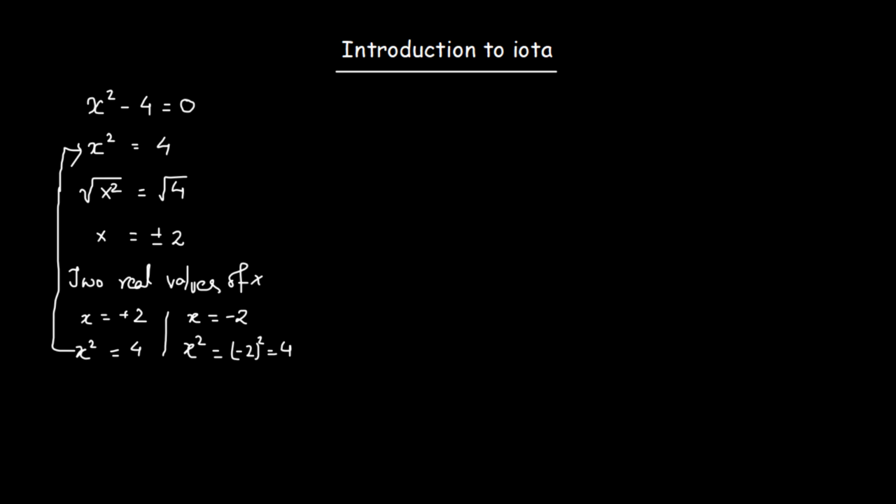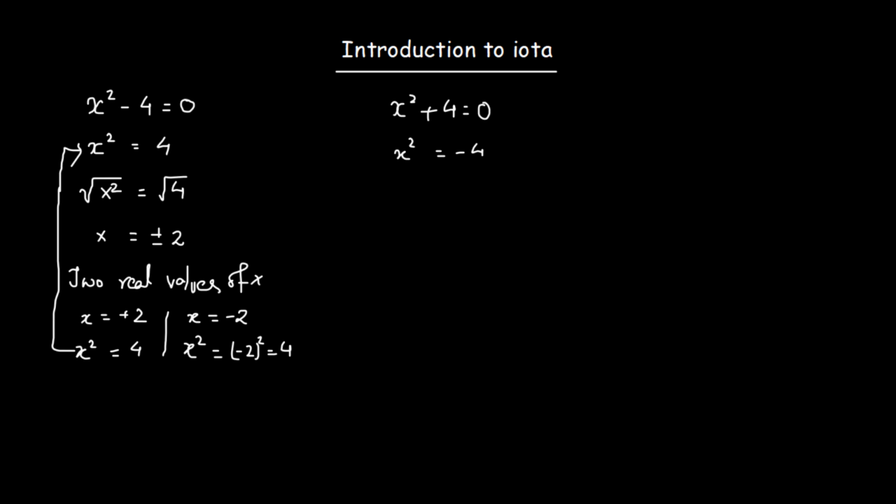Now things become extremely tricky if we replace the negative sign by a positive sign, meaning if we have the equation x squared plus 4 is equal to 0, that gives us x squared is equal to negative 4. Now before even going further, let's think of a number x such that when we square it, we get a negative number. That is not possible because there are no real values of x. No matter what number we consider, squaring that number is never going to give us a negative 4.